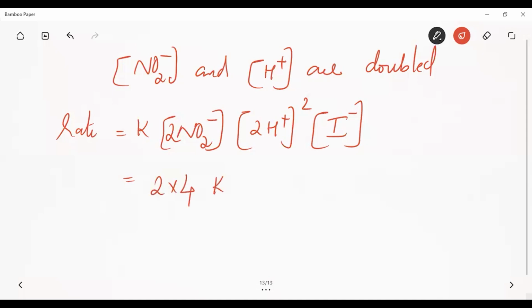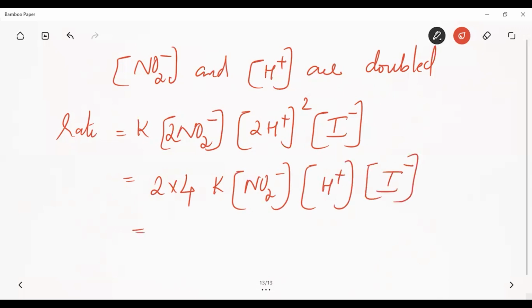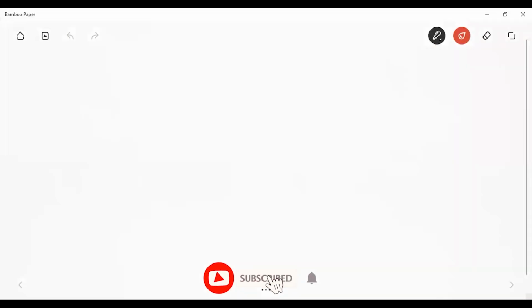Then the remaining things. So what will happen to the new rate? The rate is increased by how many times? Yes, it is increased by 8 times. So this is the method you have to follow. Okay. Now moving to molecularity of the reaction.